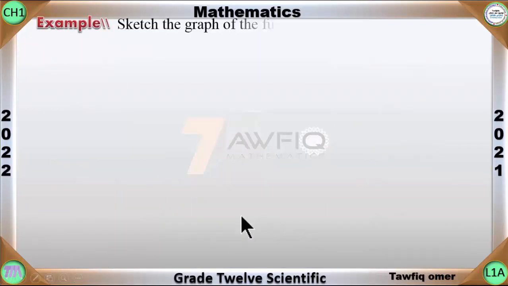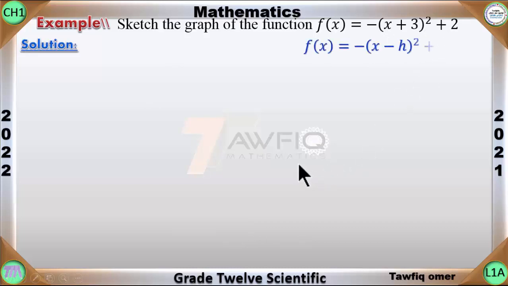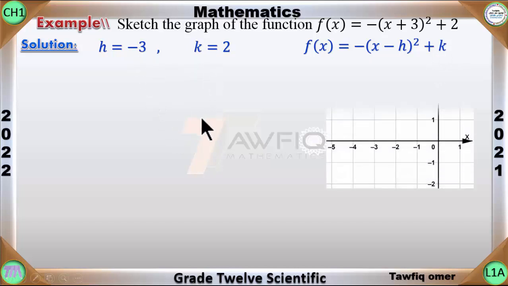Another example, sketch the graph of the function f(x) equal minus x plus 3 all square plus 2. First of all, compare the function with the function f(x) equal minus x minus h squared plus k. h here is minus 3 and k is 2. Then the vertex is minus 3, 2.